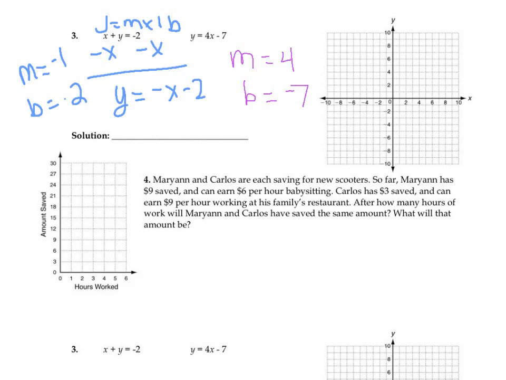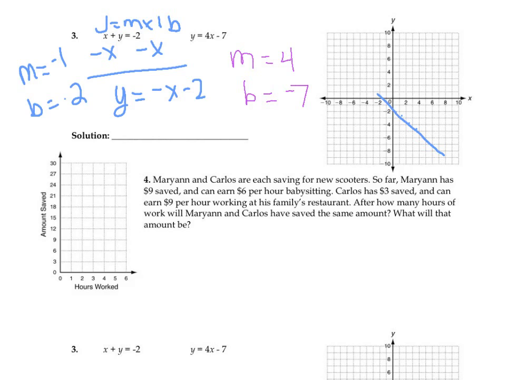And so, starting at our y-intercept of -2, we're going to put a dot, and then we're going to go down 1 and right 2. And then we're going to connect those dots to make a straight line. And then we're going to do the same thing with our second line.